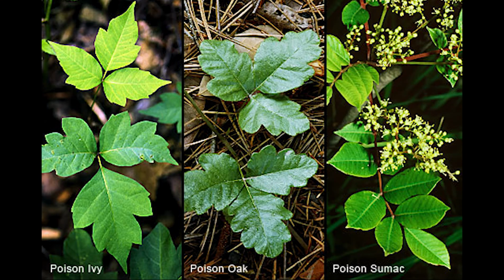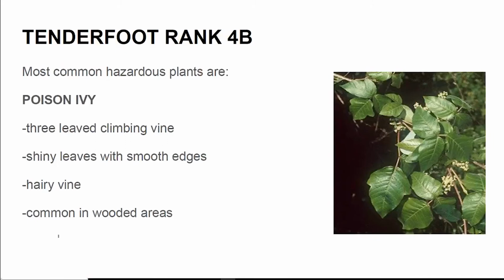In our local area, we have 3 hazardous plants that we need to keep an eye out for whenever we're on campouts. First, we have poison ivy, which looks like a 3-leaved climbing vine, and it has shiny leaves with smooth edges. The vine that it's on is hairy, and it is common in wooded areas.